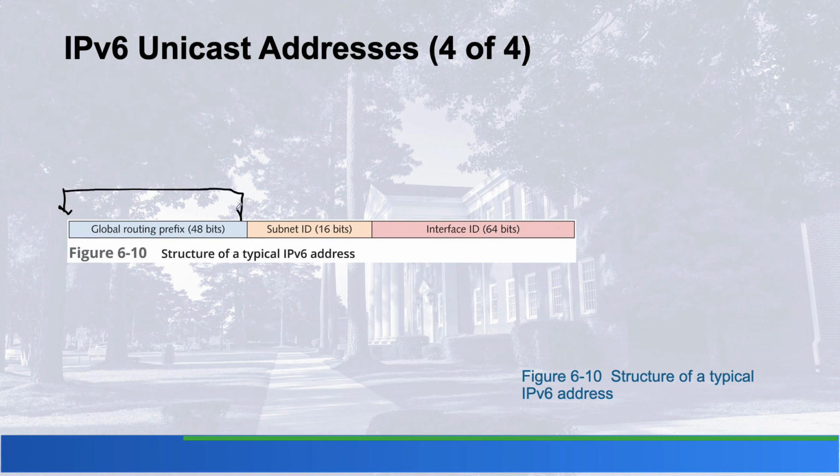So you're not going to change those. That's what you're going to be given. The next 16 bits on your network that you're given can be used to subnet if you want. And then the last 64 bits are going to be used for host IDs. Okay, host bits. So we still have that concept of network bits, subnet bits, and host bits.